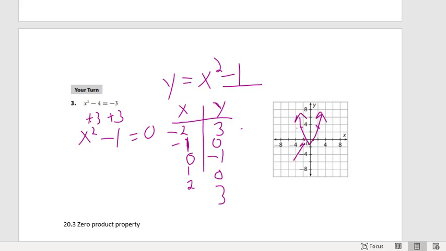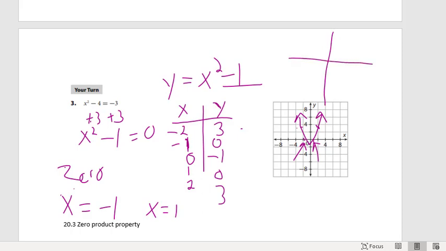Okay, the zeros are where it hits the x-axis right here. So the zeros for this one, or the solutions or the roots, are at x equals negative 1 and x equals 1.